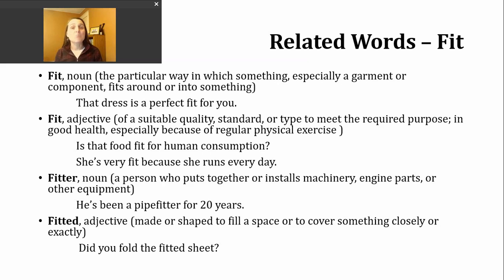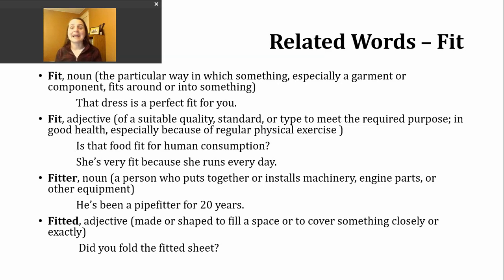Now, let's take a look at some words that are related to our verb fit. And the first that we're going to look at is exactly the same spelling, exactly the same pronunciation. It's just the noun form, fit. When you hear the noun form, it means the particular way in which something, especially a garment or some other component, accessory, fits around or fits into something. So let's look at an example sentence. That dress is a perfect fit for you. So again, we're talking about size and shape.